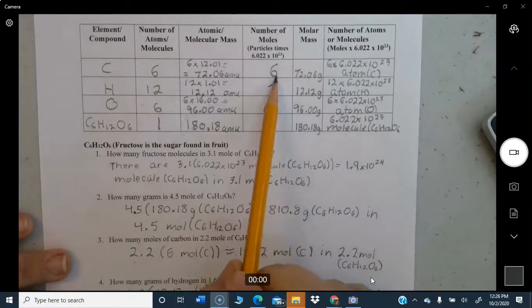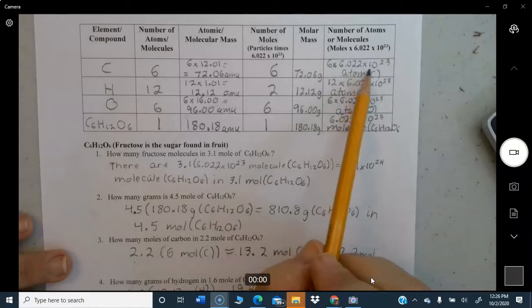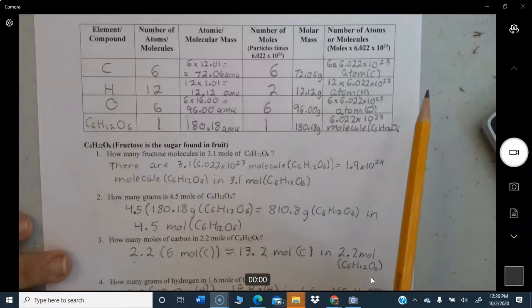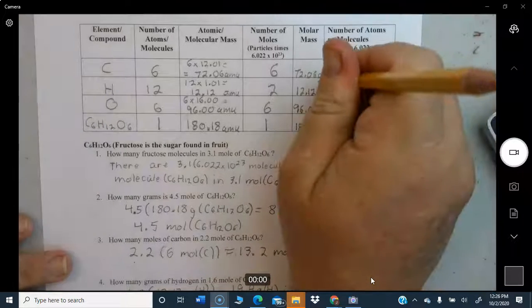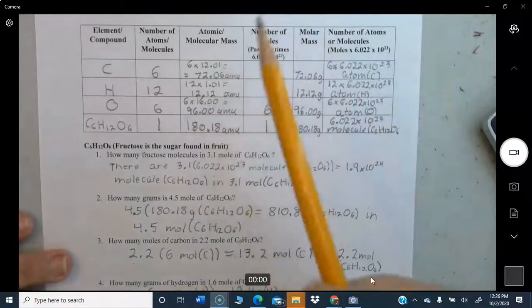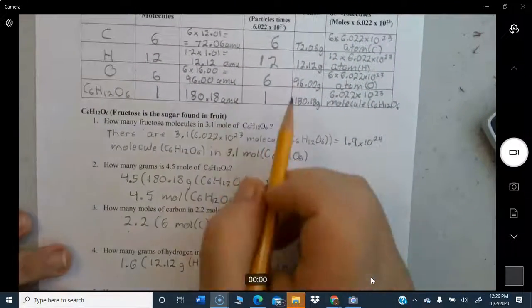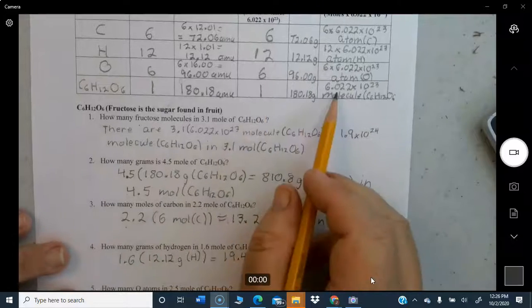And then you just multiply the number of moles times Avogadro's number. 2 times that. And it says 12. It should say 2. No, it should say 12. I'm sorry. It should have been a 12 right there. Okay. And then 6 times a mole, and then 1 times a mole.